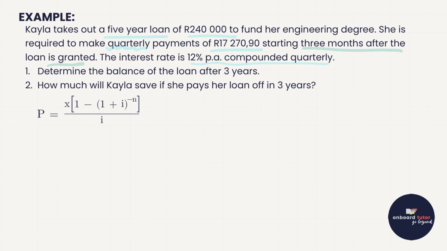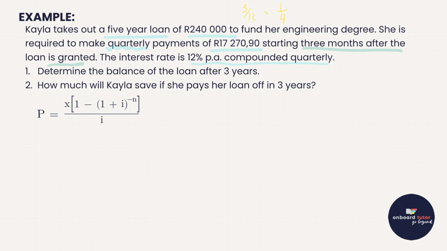So the fact that they've said here starting 3 months after the loan is granted is actually a good thing for us, because it means it applies perfectly to this formula. Why? Because everything here is quarterly, and 3 months out of 12 months in the year is a quarter. So basically they're saying this is good. Kayla's taking out the loan and she's going to start paying it off 1 quarter after taking it out.